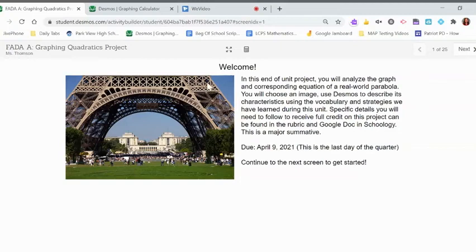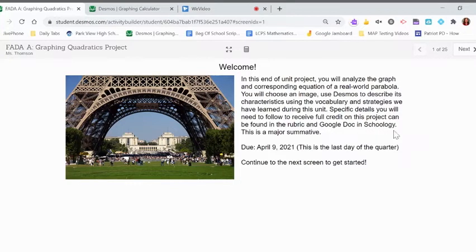You will analyze the graph and corresponding equation of a real-world parabola. You will choose an image, use Desmos to describe its characteristics using the vocabulary and strategies we have learned during this unit. Specific details are all in this Desmos activity.